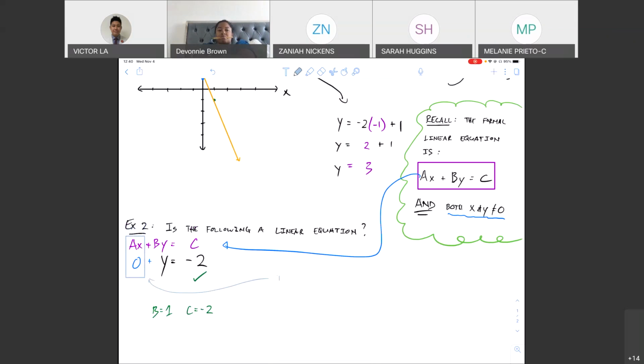So if AX equals 0, then what happens? Then either A equals 0 or X equals 0, right?